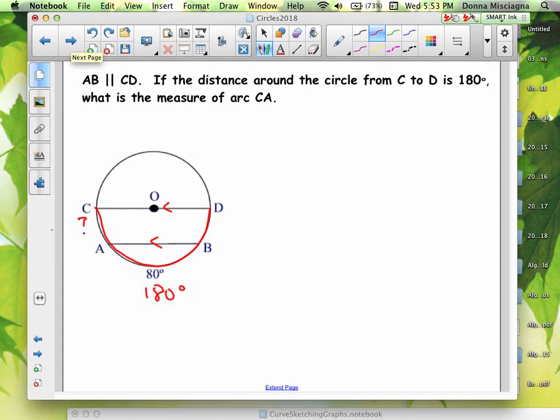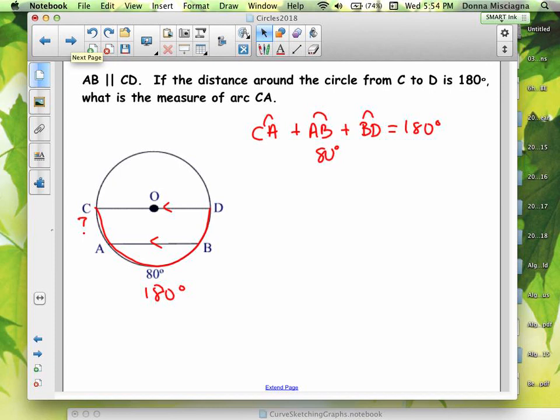All right, so let's see some things that we know. So we know that the whole thing together has to equal 180 degrees. So that means that arc CA plus arc AB plus arc BD has to add up to 180 degrees. We know arc AB, that's given to us, that's 80 degrees. But what do we know about arc CA and arc BD? We don't have their measures. Well, one thing we do know is that if the chords are parallel, these arcs have to be congruent to one another.